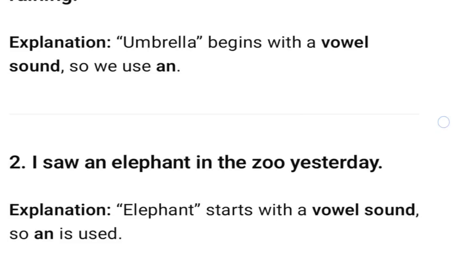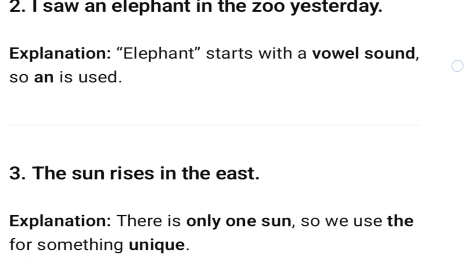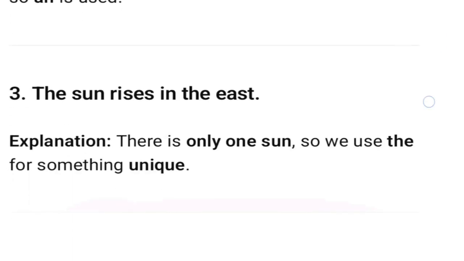Dash elephant. So which article will we use? Article an. Why? Because elephant starts with a vowel sound, so an is used. An elephant. Vowel sound followed by an article.